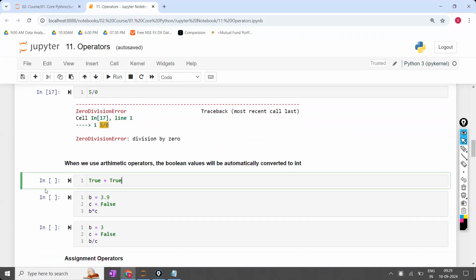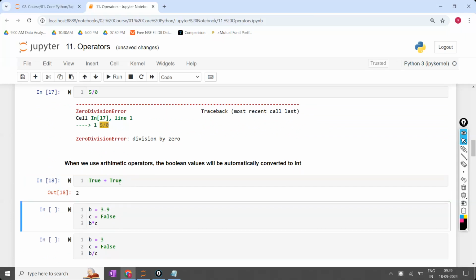Next, when we are using the arithmetic operators, the Boolean values will automatically convert into int. So here True plus True. In between what operator is there? Arithmetic operator. When there is an arithmetic operator, automatically True will be converted to int of True. What is int of True? 1. And similarly int of True, 1. So 1 plus 1 is 2. So the output you are going to get is 2, because whenever there is an arithmetic operator, the booleans will be converted to int.